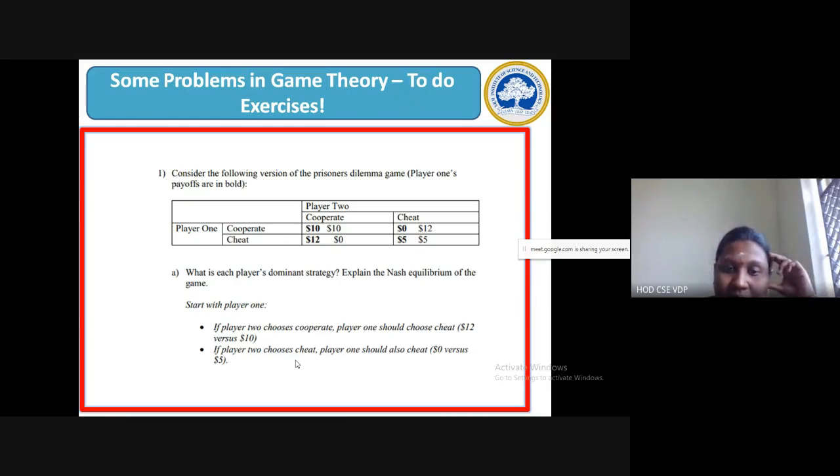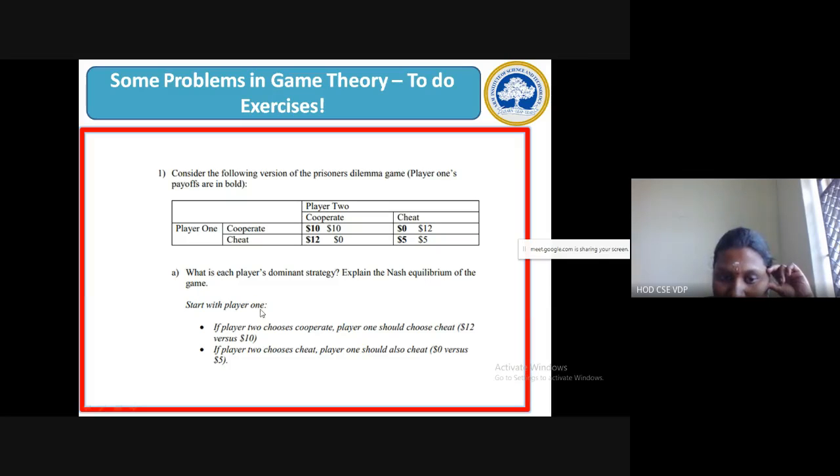Now I want you all to answer some problems in game theory. Okay, this is actually solved. No, not solved. Consider the following prisoner's dilemma game. Player 1's payoffs are in bold. So here, all player 1's payoffs are in bold. Now tell me which is going to be your dominant strategy. Explain the Nash equilibrium of the game.